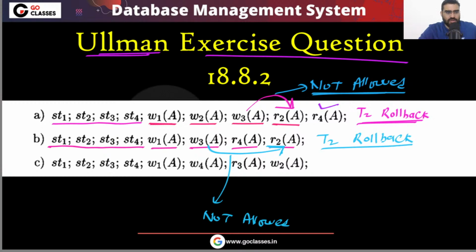Okay, in this question also, T2 is going to roll back. So this is the problem here.